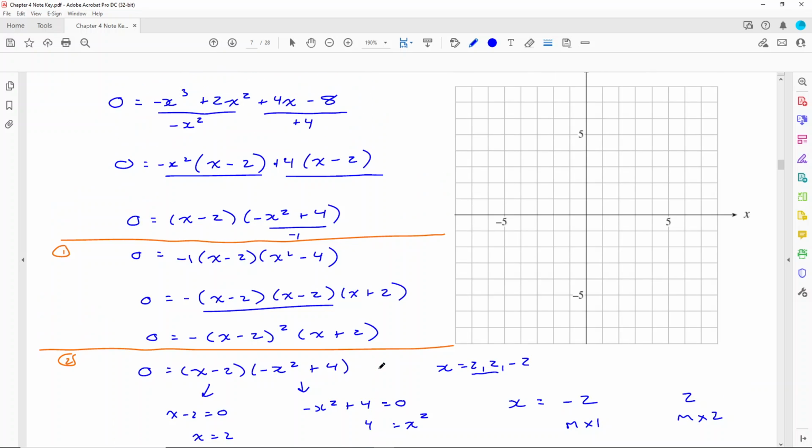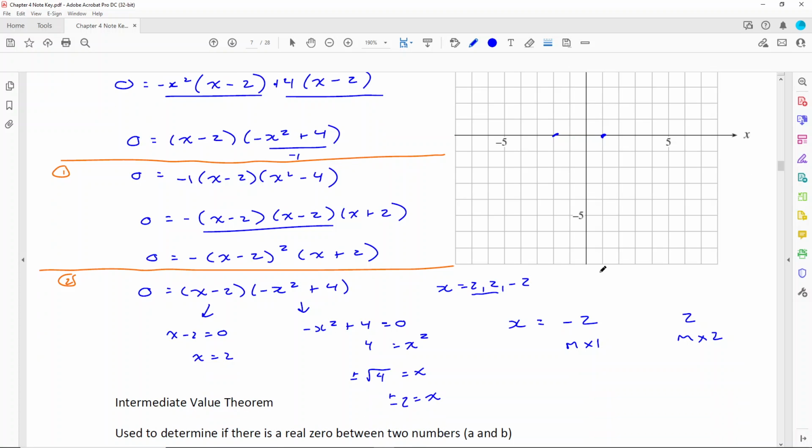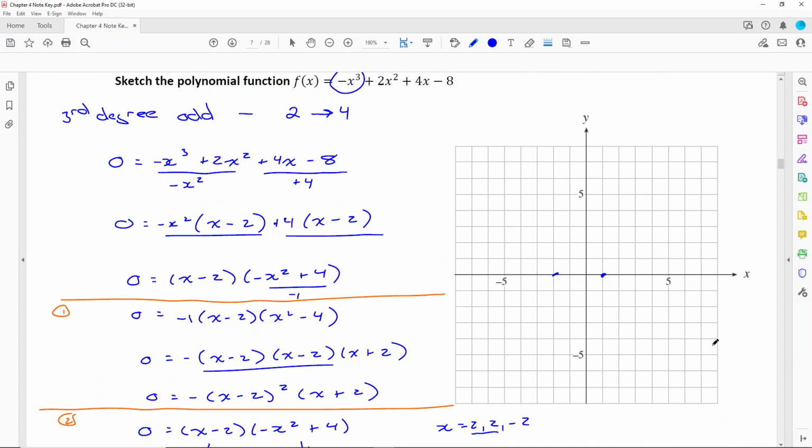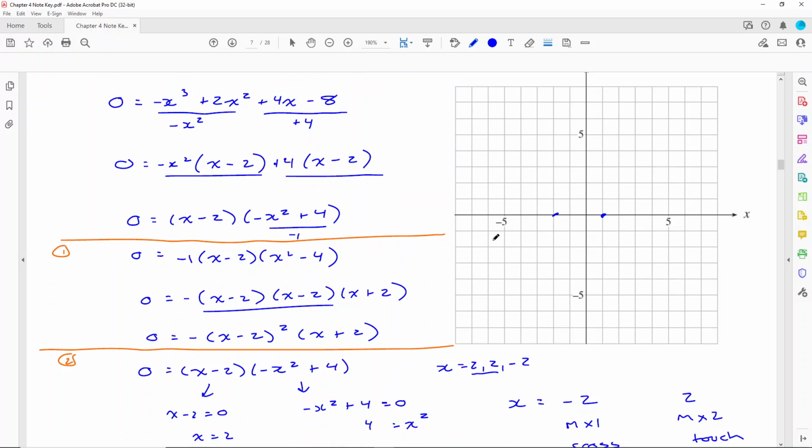So now I'm going to sketch. I'm going to put those x-intercepts on my grid, negative 2 and 2. I'm going to say that the one with a multiplicity of 1 crosses the x-axis, and the one with a multiplicity of 2 touches the x-axis. So where do I start? I'm going to start in quadrant 2. It's going to end in quadrant 4 for me, as long as I cross and then touch. So I'm going to start here. I'm going to cross the first x-axis, and then I'm going to touch the x-axis.